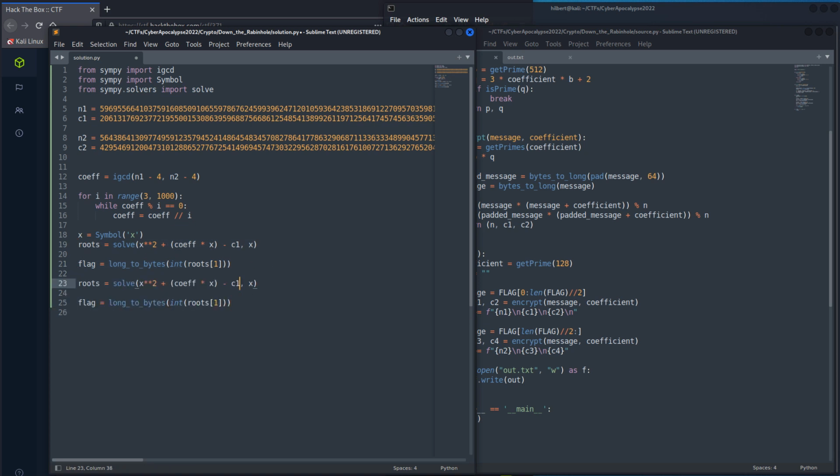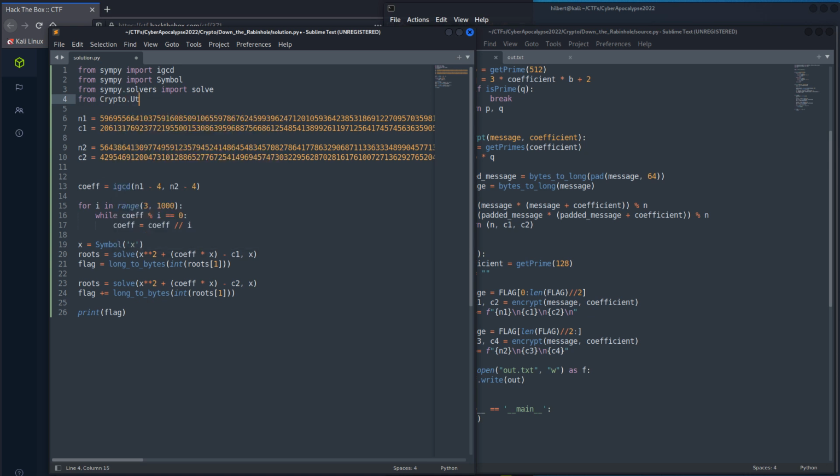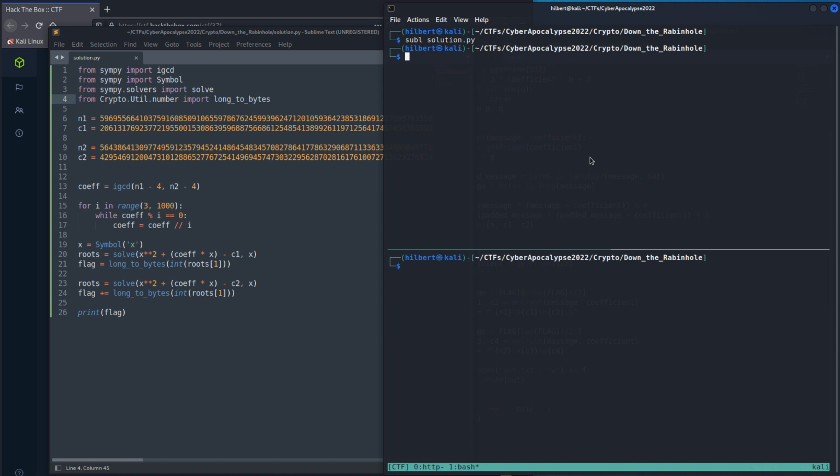But now we will do it for C2, and we will add that to the flag, and then we should just be able to print out the flag. Oh, I do want to... I can't remember if it's numbers or number. I think it's just number. And that should give us the answer. And there we go.